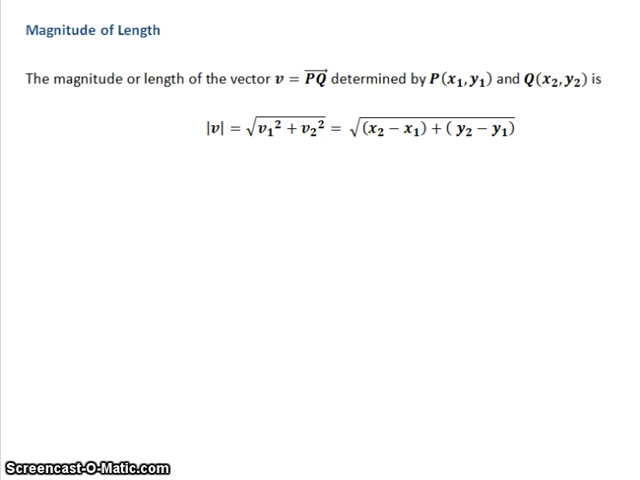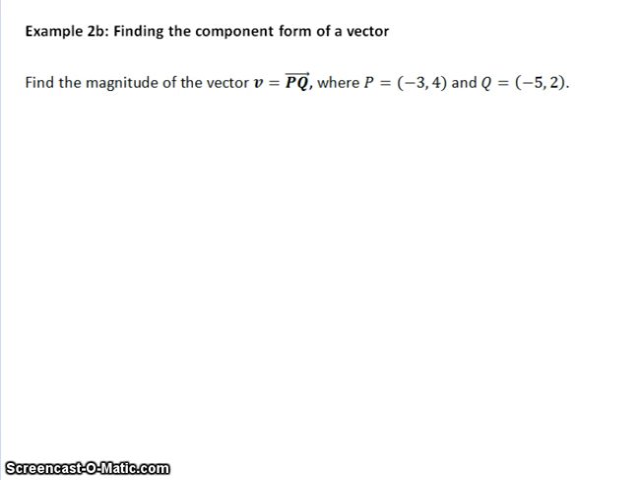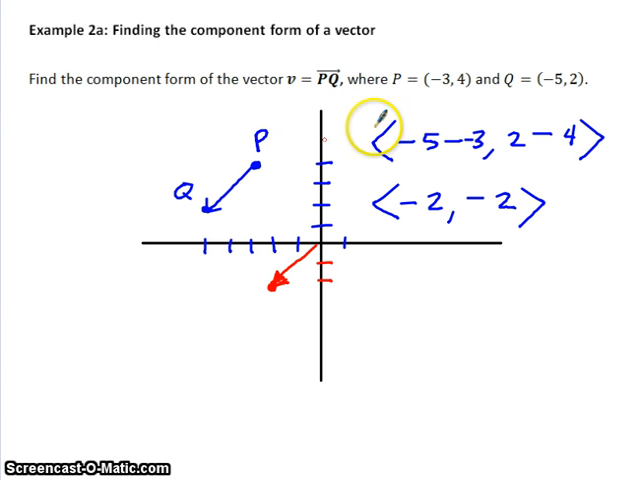The magnitude of the vector is once again essentially just the distance formula or the Pythagorean theorem. So let's move on to an example here. We want to find the magnitude of the vector that we just looked at. So I'm going to jump back over here.